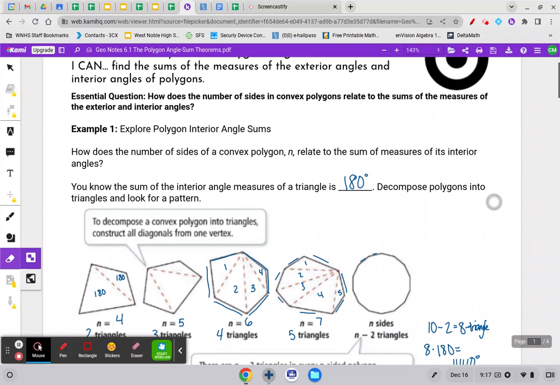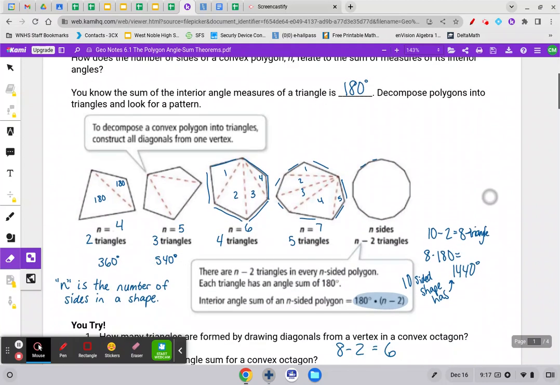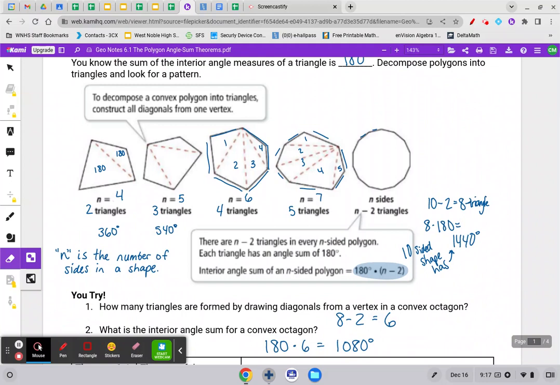Quick review of the interior angles. We discussed yesterday this equation that is highlighted in blue, and now I'm going to make it a purple color. This equation helps us find the total sum of the interior angles of a polygon. So you take 180 times the number of sides minus 2. For example, if a shape has 6 sides, you take 6 minus 2. This shape has 6 sides. And then you multiply that by 180 to get the total interior angle degrees.